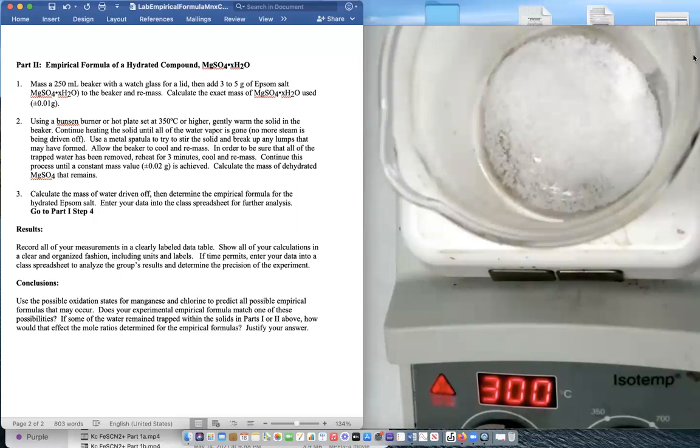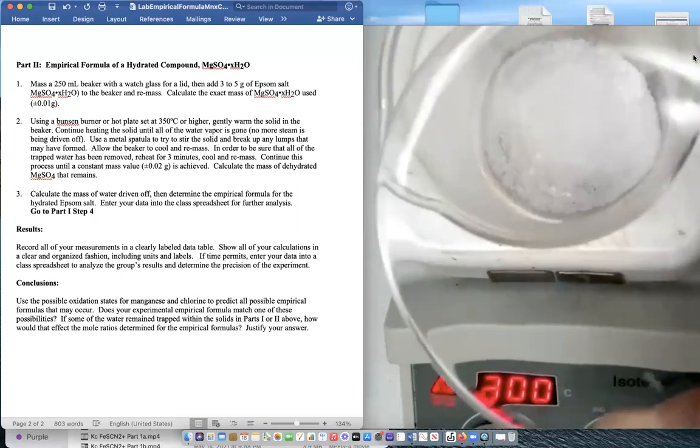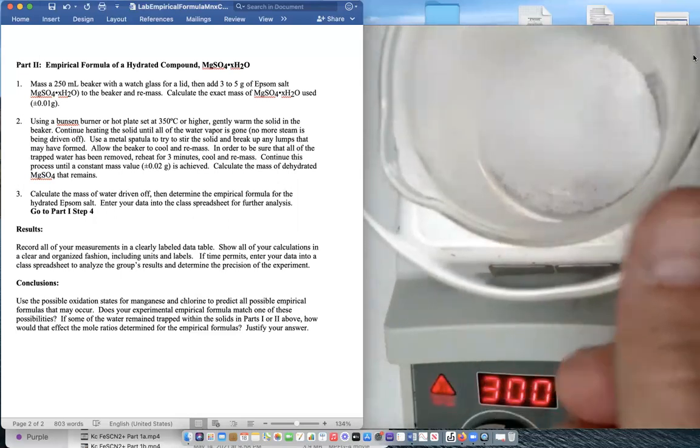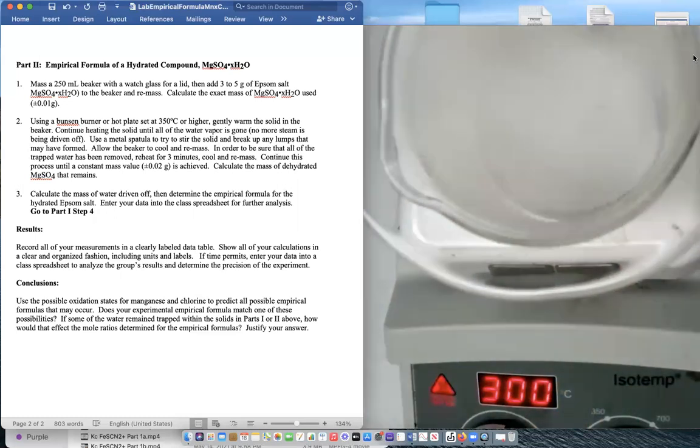So you see, initially, I don't have the watch glass on top. That's just so that you can see that as it's heating up at 300 degrees Celsius on the hot plate that I have set up here, it is now beginning to form some bubbles and some water is starting to escape. And as soon as I put a watch glass on top of it, you can't see anymore because the bottom of the watch glass begins to fog up.